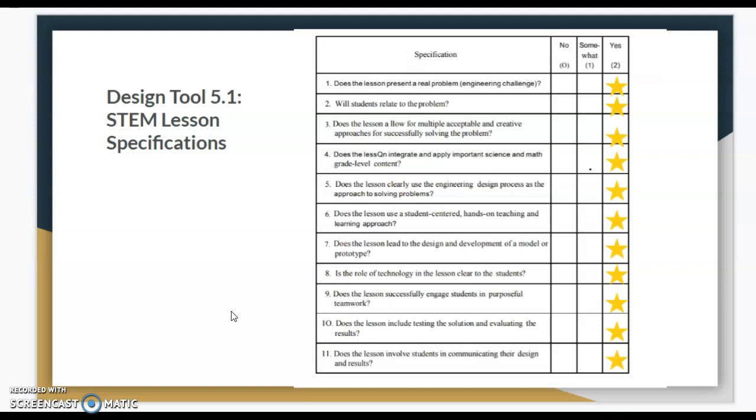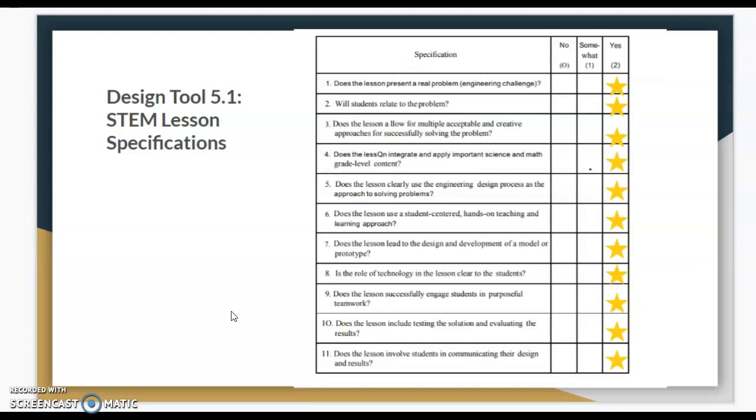7, does the lesson lead to design and development of a model? Yes, they're creating a model. They could create a bug, they could create a ship, anything that they want to. Is the role of technology in the lesson clear to students? Yes, they would have access to their iPads and computers in order to research ideas, and they would also be able to use it to help them improve and modify their design as well.